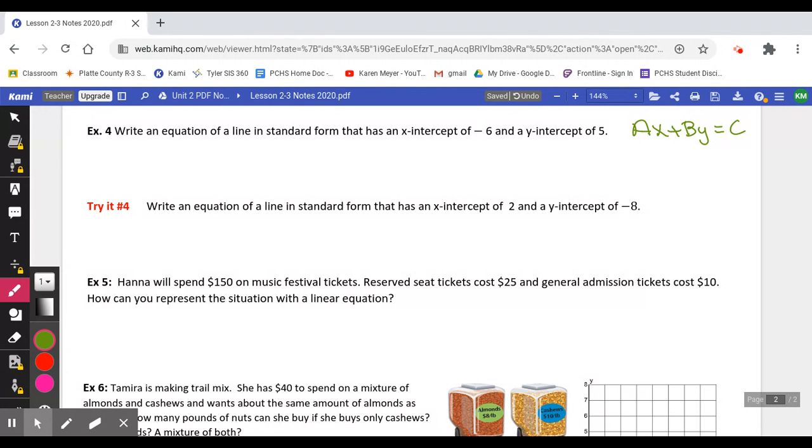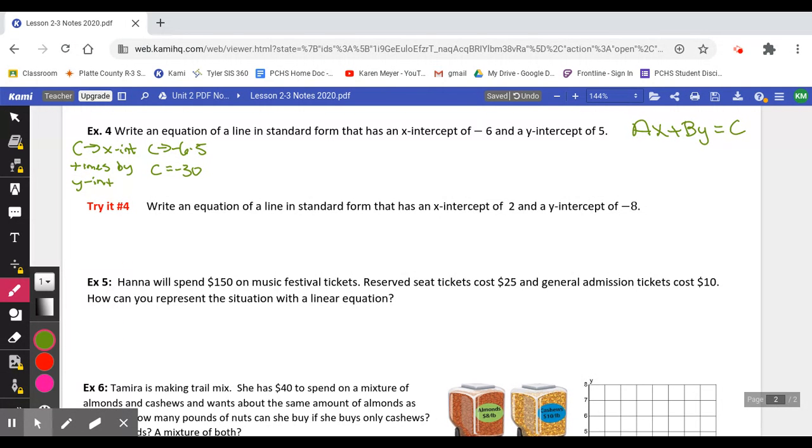Okay, so to find c, you're going to take the x-intercept and times it by the y-intercept. So for c, I would do -6 times 5. So I would say c is negative 30. Yep, so now we know what c is. So now we have to figure out a and b.